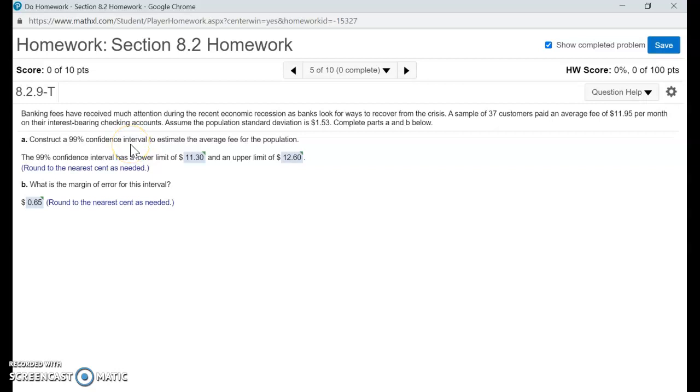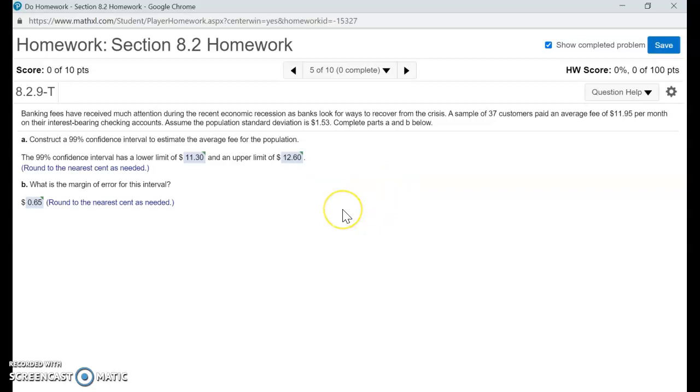Banking fees have received much attention during the recent economic recession as banks look for ways to recover from the crisis. A sample of 37 customers paid an average fee of $11.95 per month on their interest-bearing checking accounts. Assume the population standard deviation is 153. Complete parts A and B below.